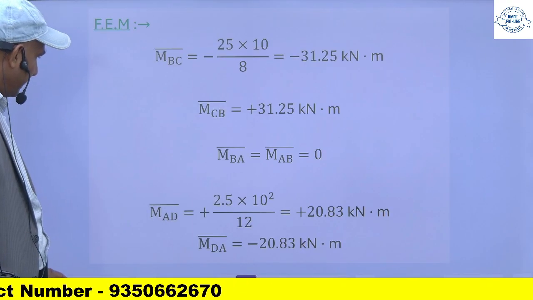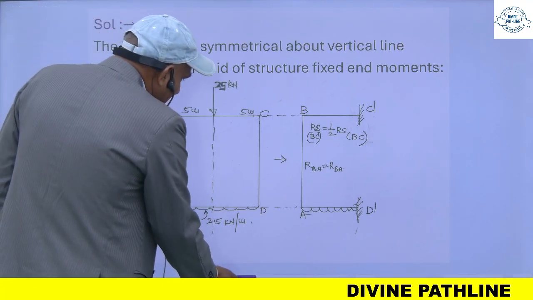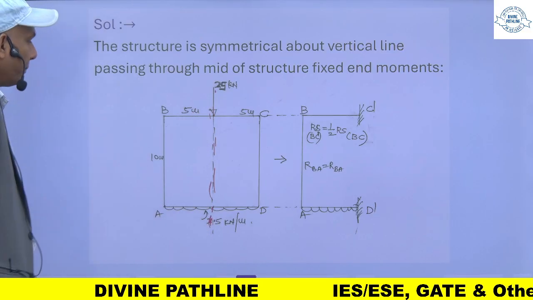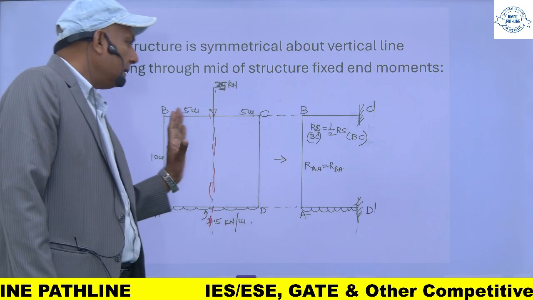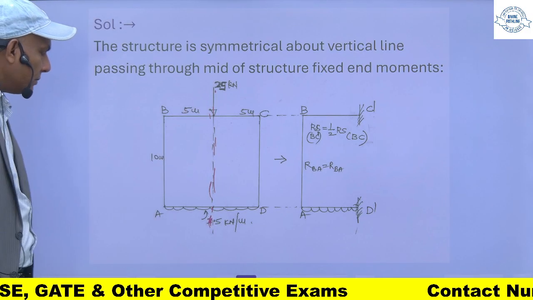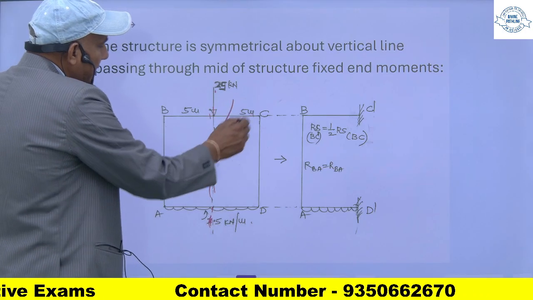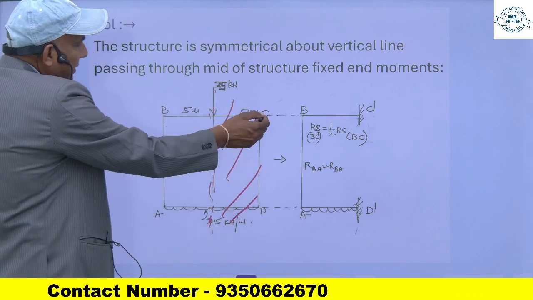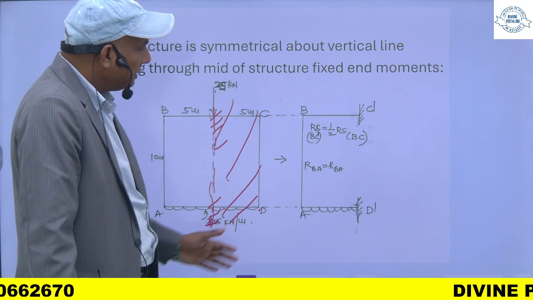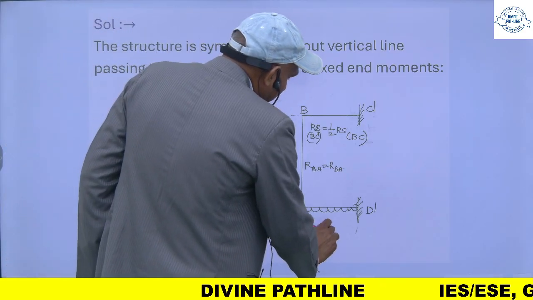Now if you see this box, this is symmetrical about the y-axis. So the left half is the same as the right half. It is not symmetrical about the x-axis, it is symmetrical about the y-axis. What I will do, I will use the concept of substitute frame. I will not consider this right half, and I will shift this C1 to here and this D1 to here. Now my diagram looks like this. So this is the substitute frame.